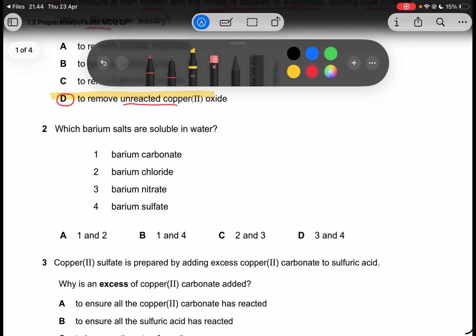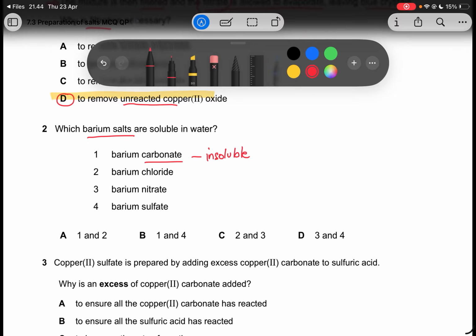Question number 2. Which barium salts are soluble in water? So you have to memorize the solubility of the salts. In this case, we're talking about barium. Remember, in carbonates, most of them are insoluble. Carbonates mostly are insoluble. So barium is one of them. So this one is insoluble.